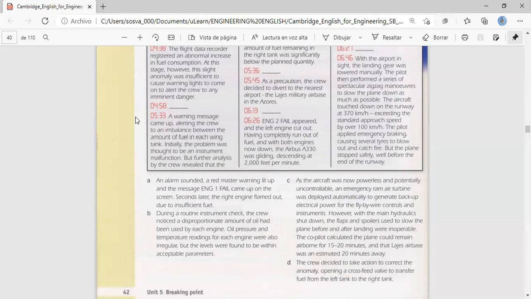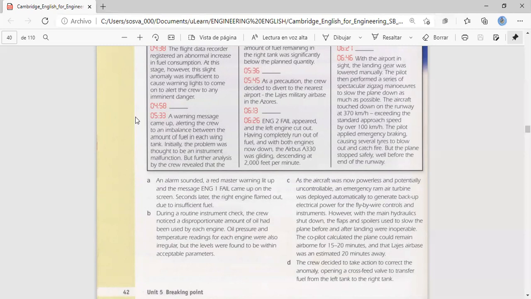Later is 5:36. In this case, the sequence is the letter D, where the crew decided to take action to correct the anomaly, opening a crossfeed valve to transfer fuel from the left tank to the right tank.